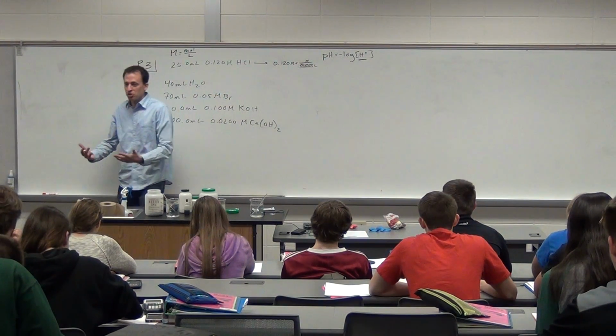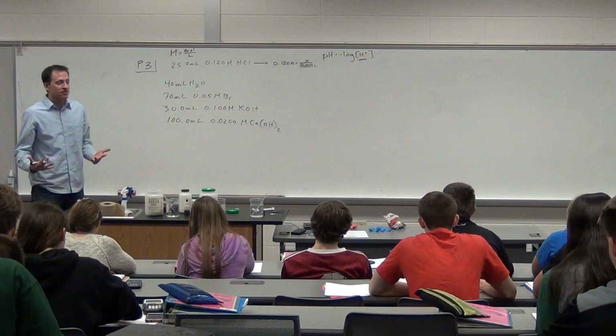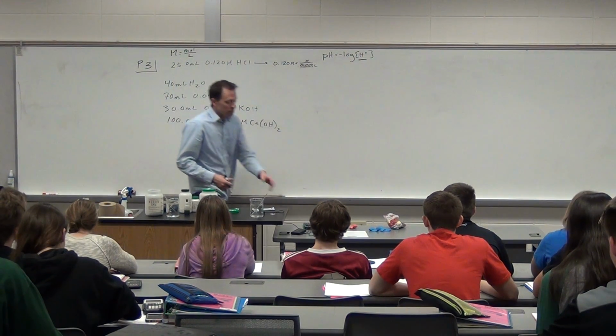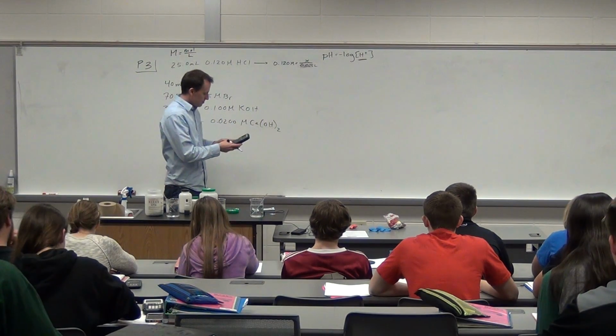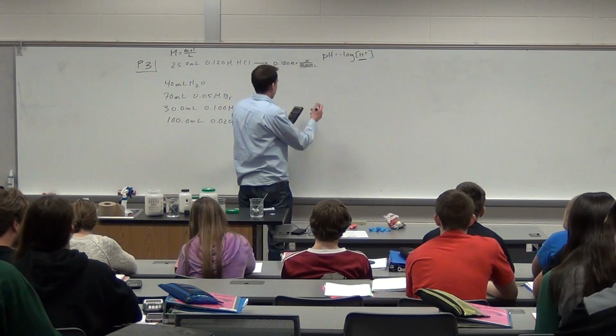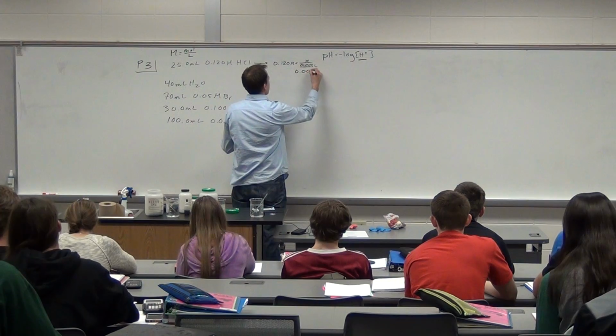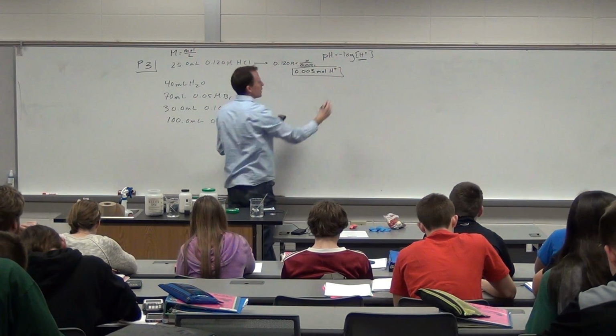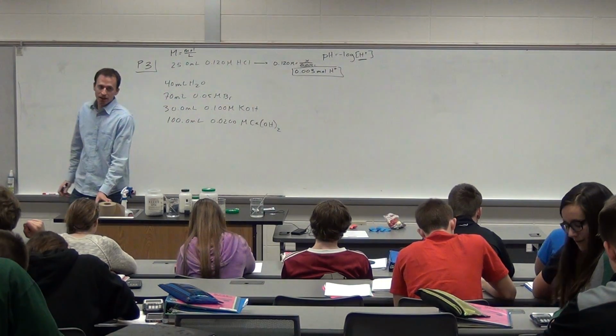What am I in essence doing? You take your volume times your molarity, right? So if I just take 0.025 times 0.12, I get my number of moles. So I'm going to have, is that 0.003? 0.003, yes. And in essence, more or less, it's moles of H plus because it's a strong acid.